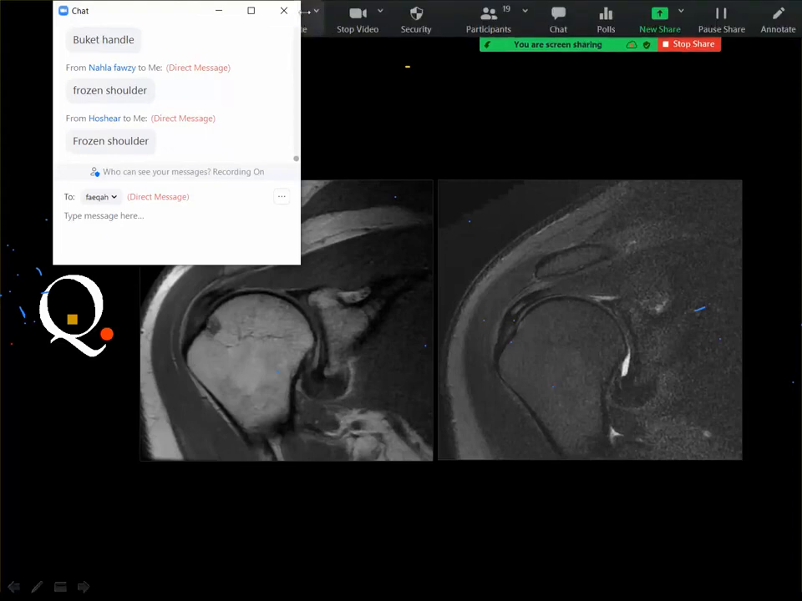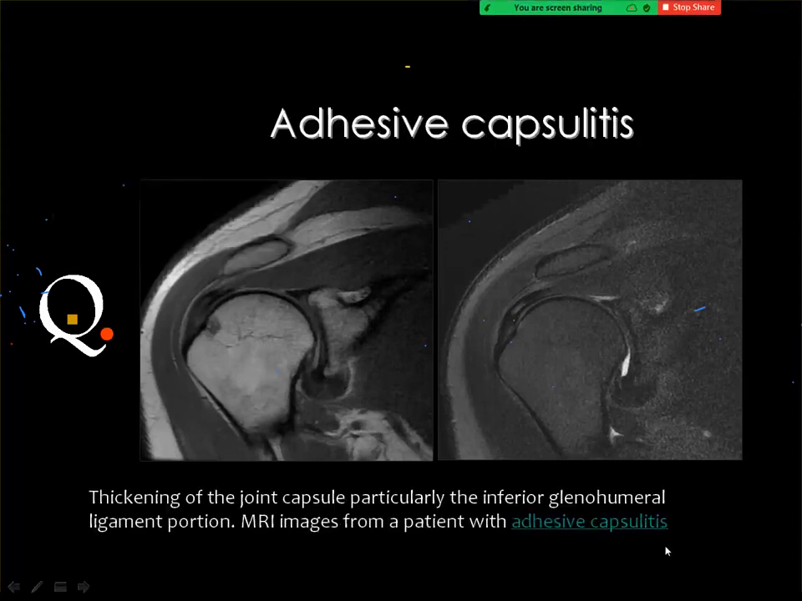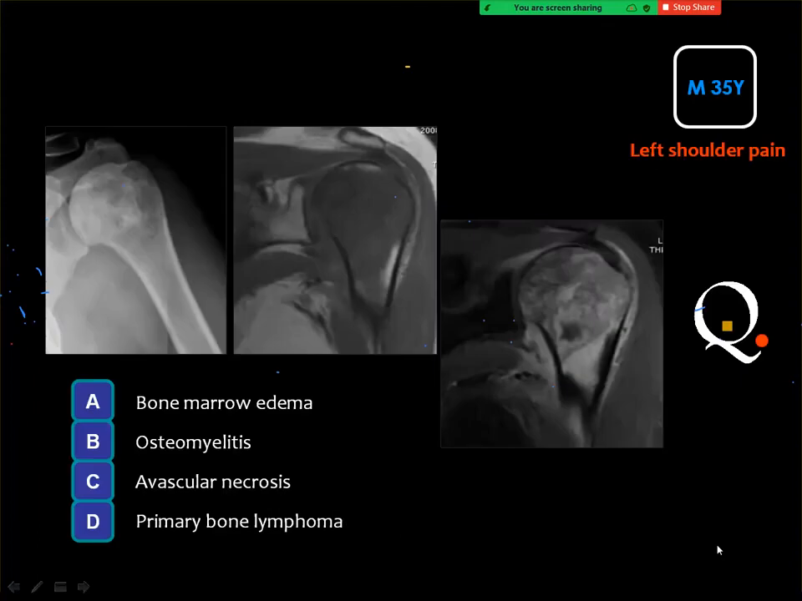Frozen shoulder, very good. This is the right answer of frozen shoulder or adhesive capsulitis, diagnosed by marked thickening and shortening of the inferior glenohumeral ligament. This is a good answer. And you should remember that frozen shoulder is a clinical diagnosis, and you can diagnose this from the clinical point of view, even if the MRI is absolutely normal. Next case.